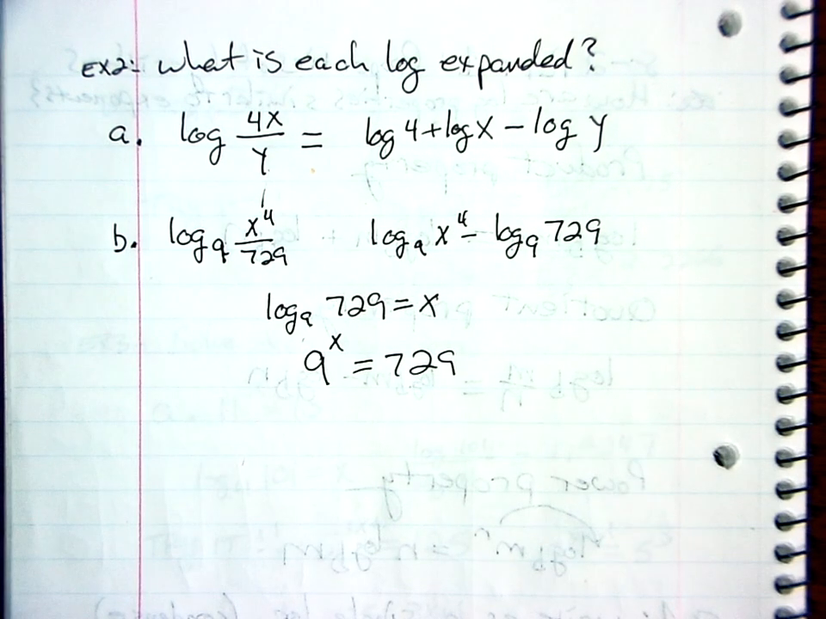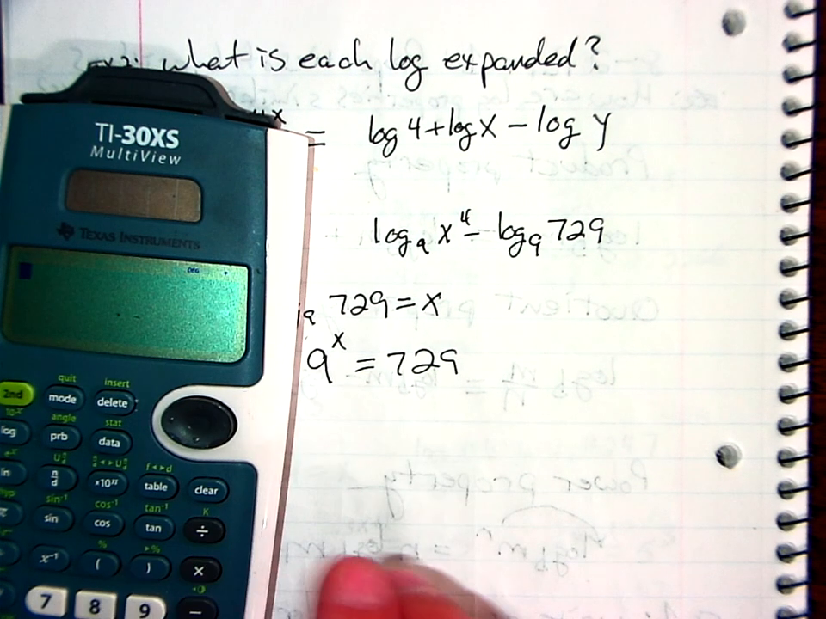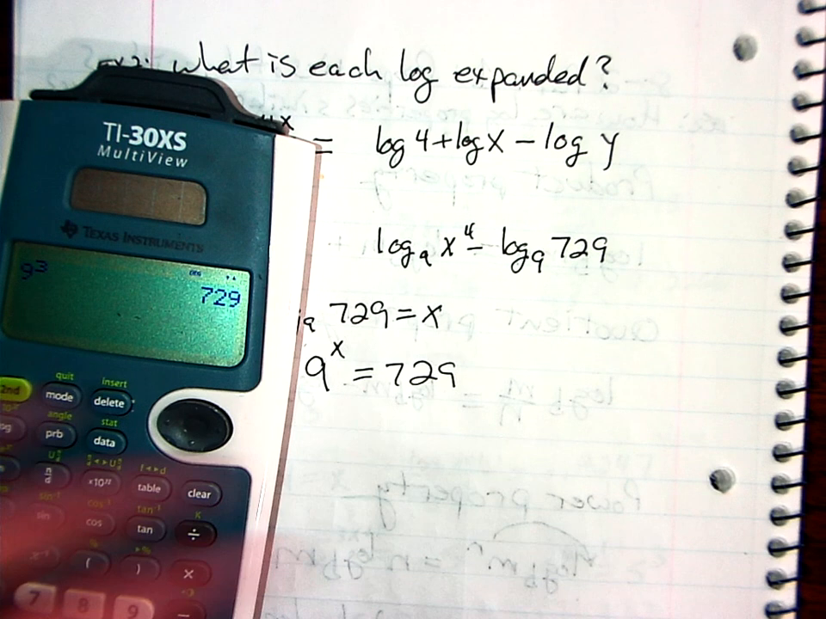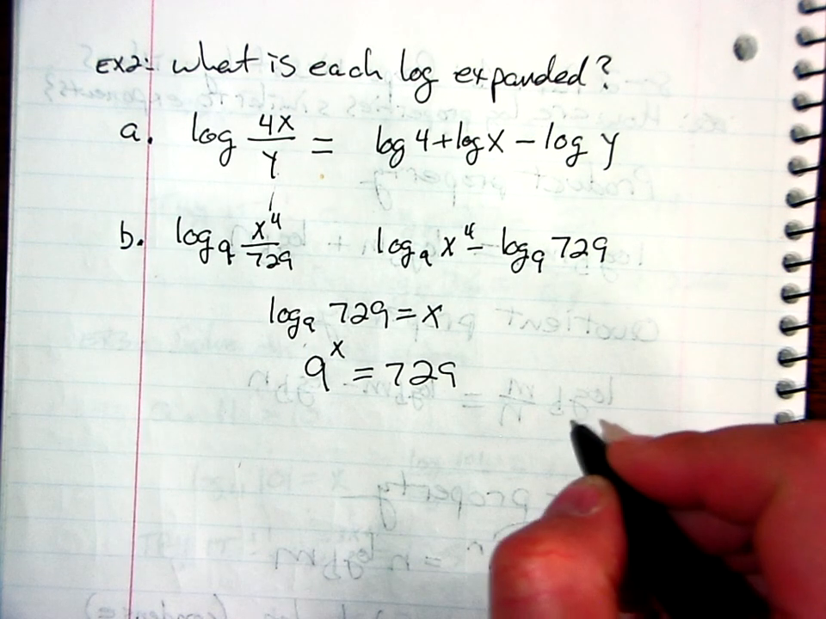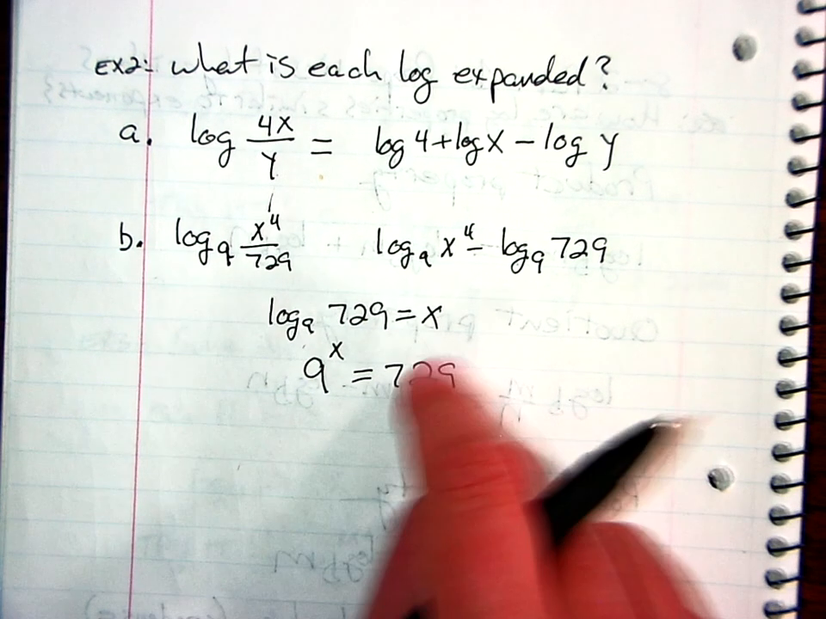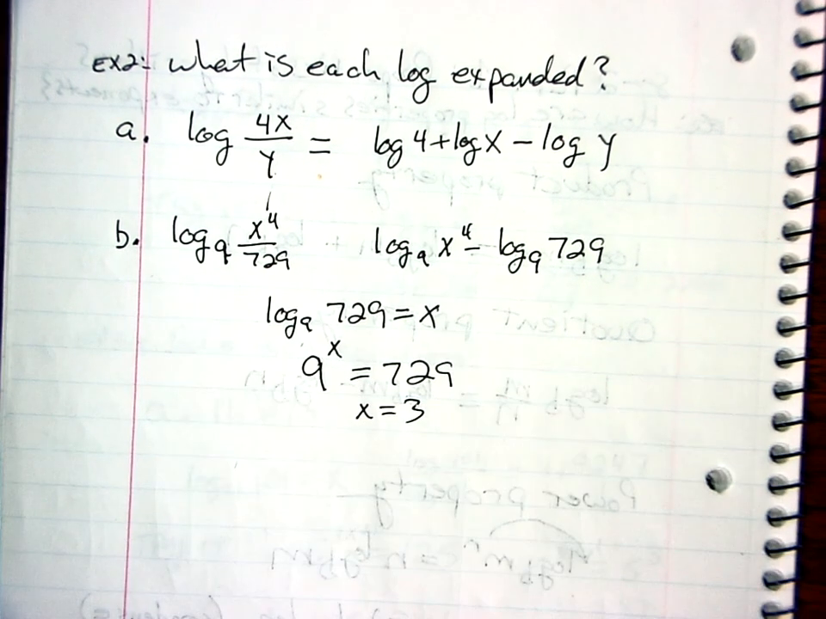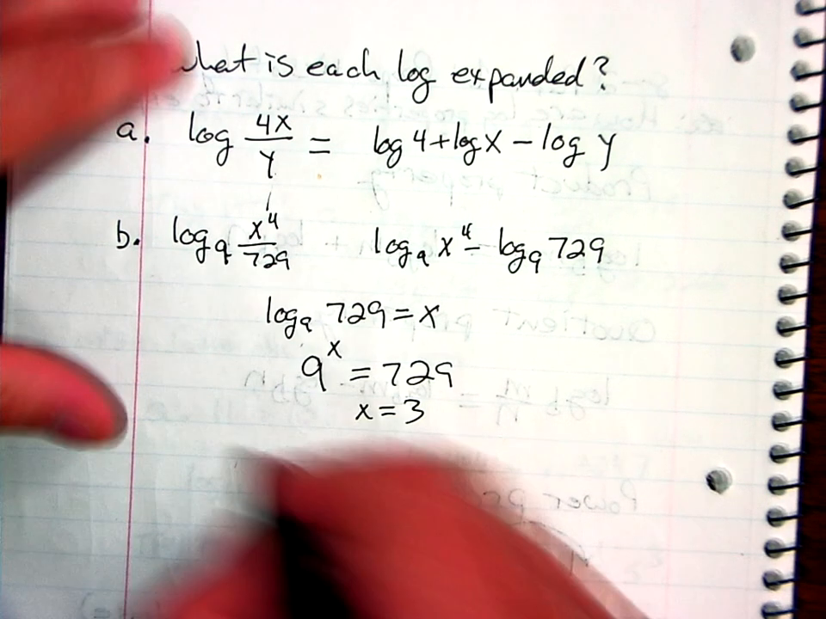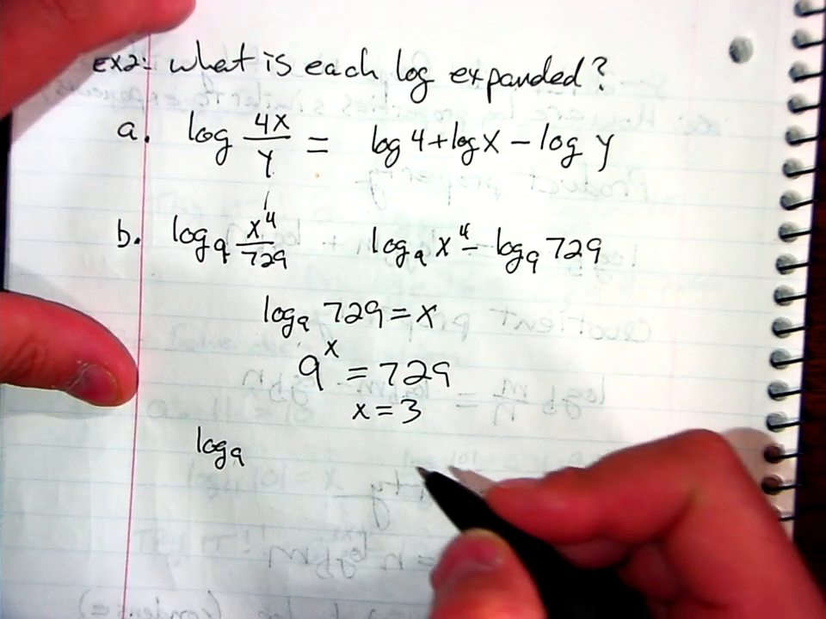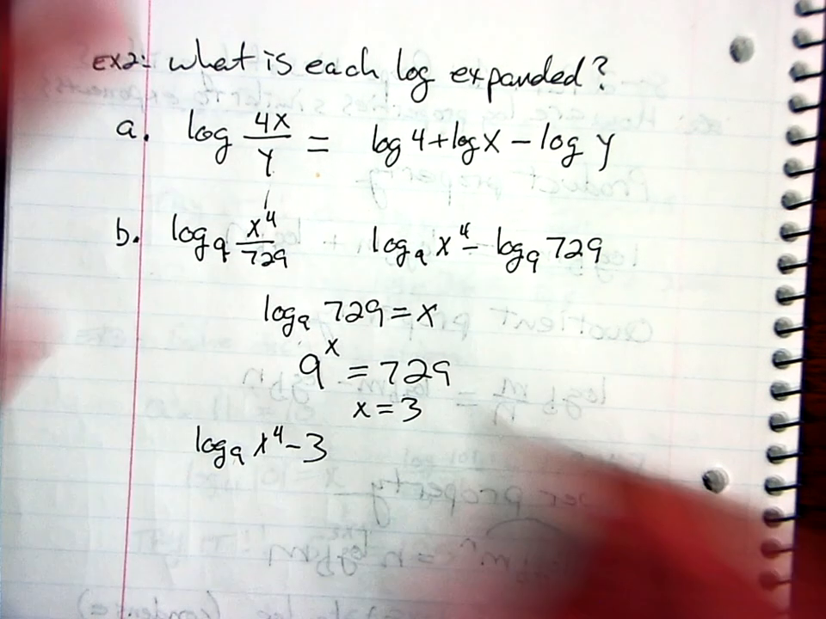Does 9 to a power equal 729? Let's see. So if we did 9 raised to the 3rd power, what does that equal? So yes, it does. So this whole thing here is the same as 3. X equals 3. So then the way we could write this is log base 9 x to the 4 minus 3. We just simplified that. That's all we did.